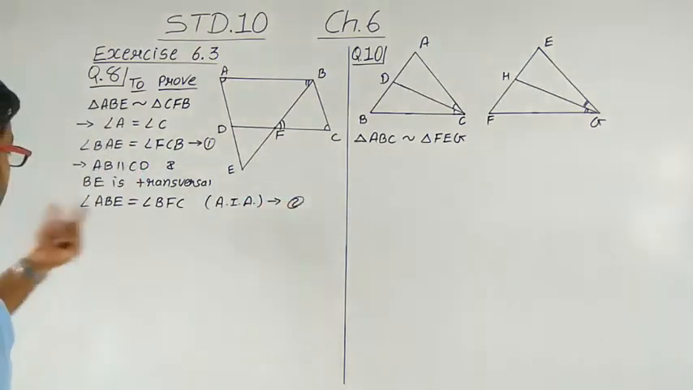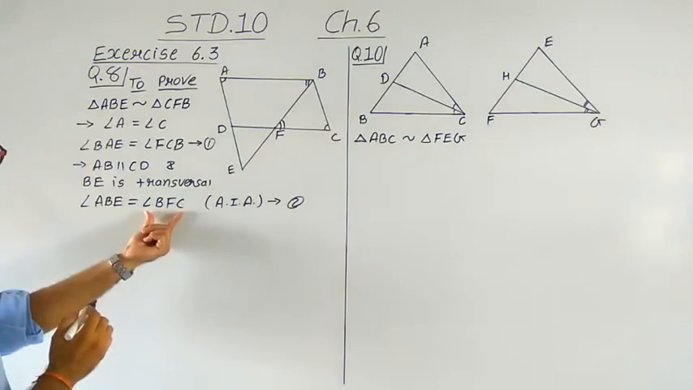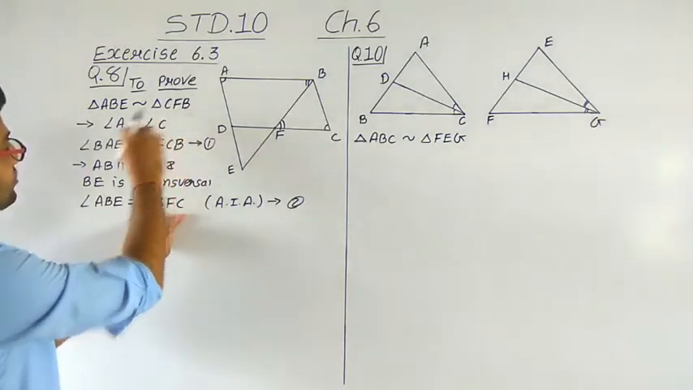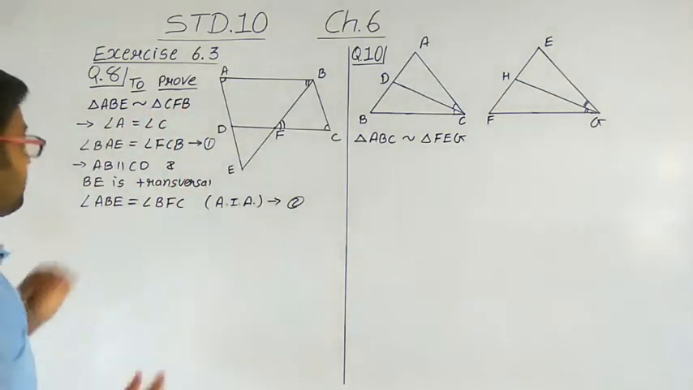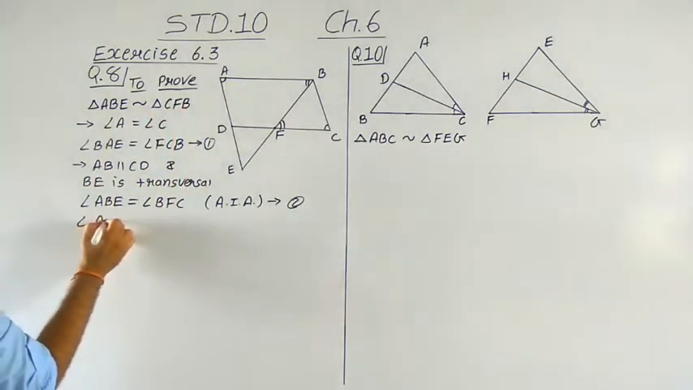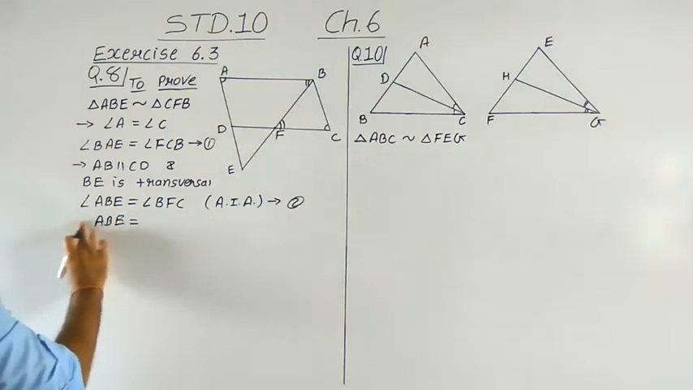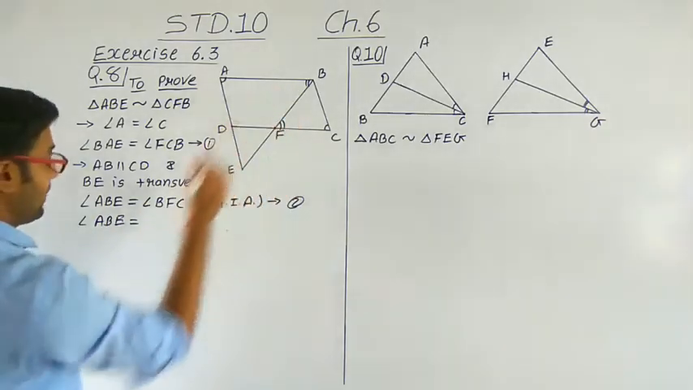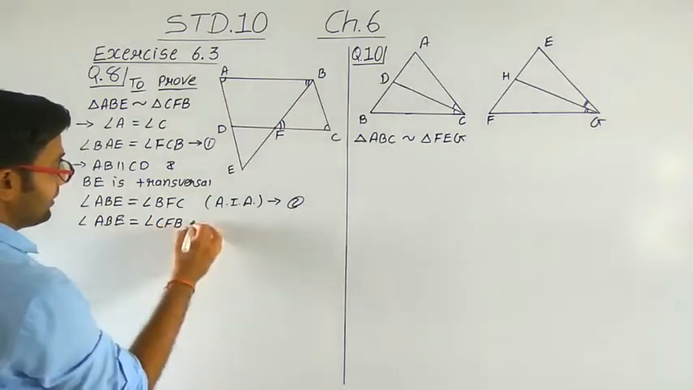Now see, this angle ABE is of triangle ABE. This angle BFC is of triangle CFB, so we can write it as angle CFB, right? Give it equation number 3.